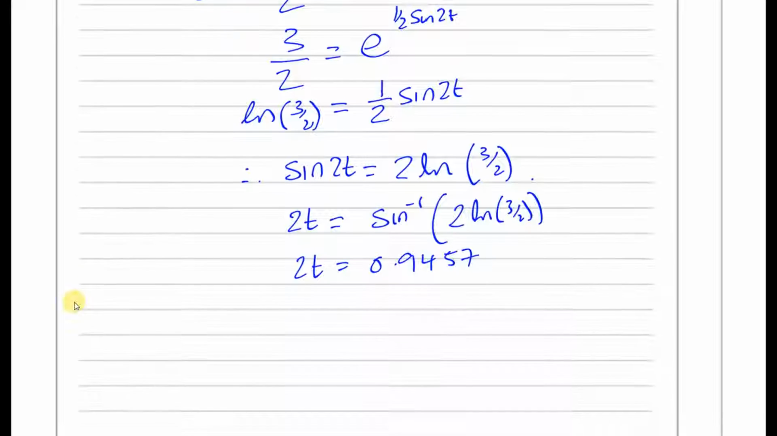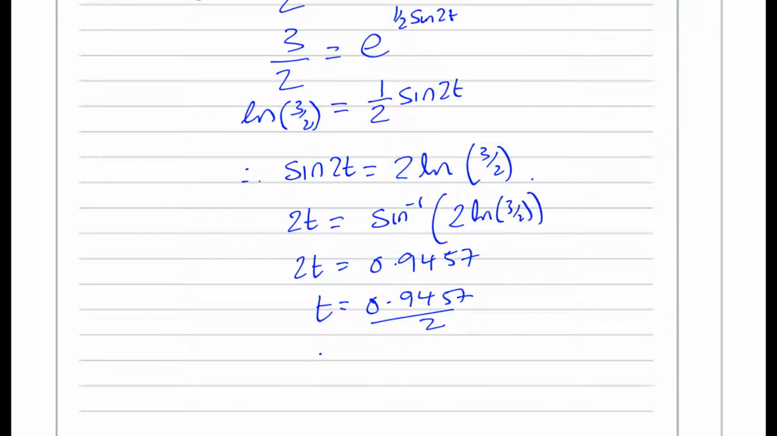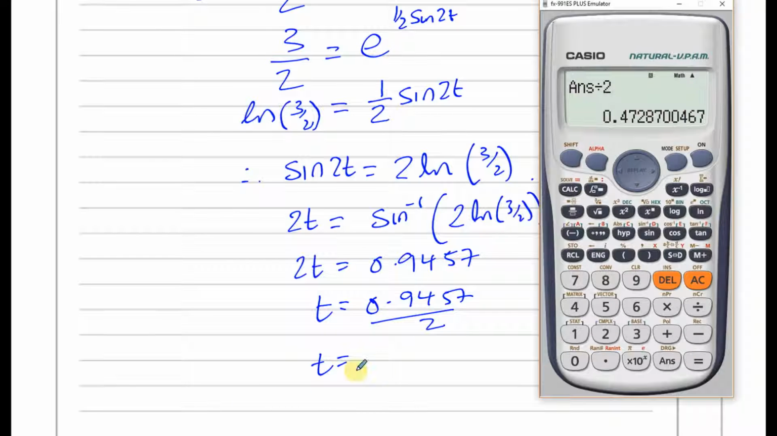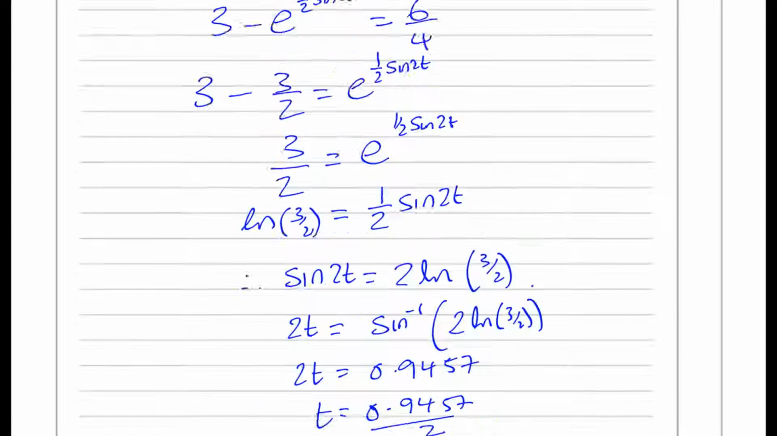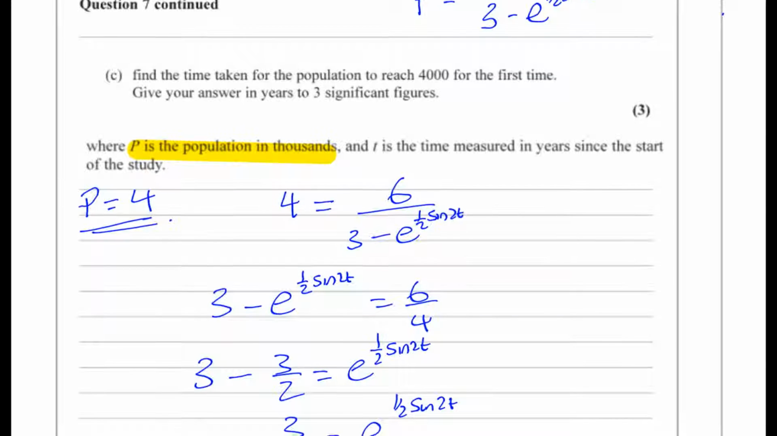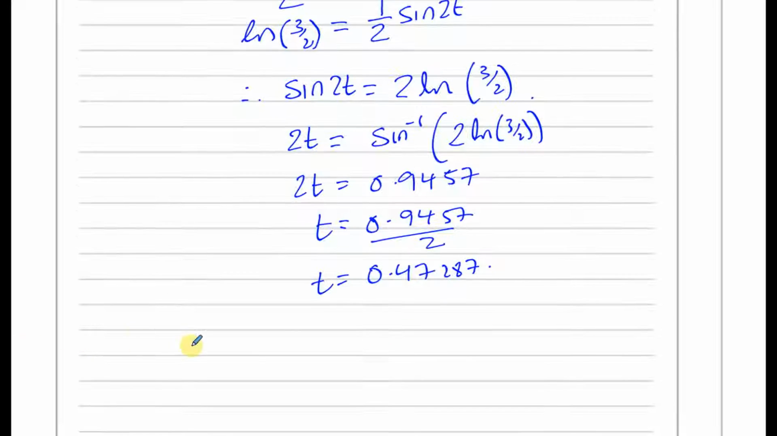And then we can divide that by 2. So you have 0.9457 divided by 2, which gives us 0.47287, and it says calculate the time taken, give your answer in years to 3 significant figures. So it's 0.473 years.